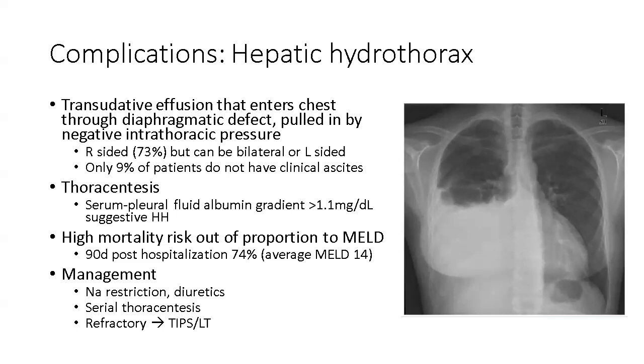Your management is going to be very similar to ascites: sodium restriction, diuretics. If it's refractory, then TIPS and liver transplant. Very, very few patients can have an indwelling Pleurx catheter, but most of the time you're not going to do that.